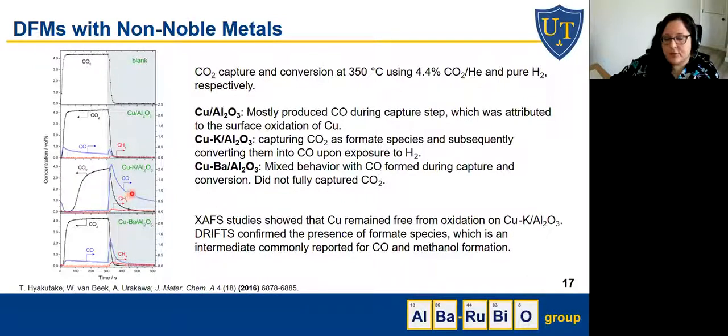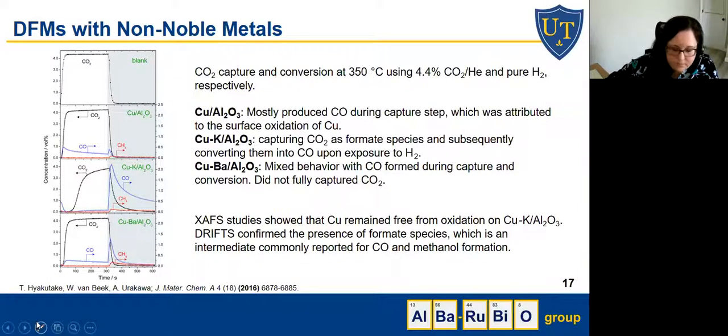Very interestingly, they found by surface studies that copper remained reduced, not oxidized. And also they found formate species, which are especially interesting for us because formate species are found when obtaining CO or when producing methanol. And in our lab, we are interested in producing these dual function materials to obtain methanol. So we believe that copper could be a good metal for dual function materials.